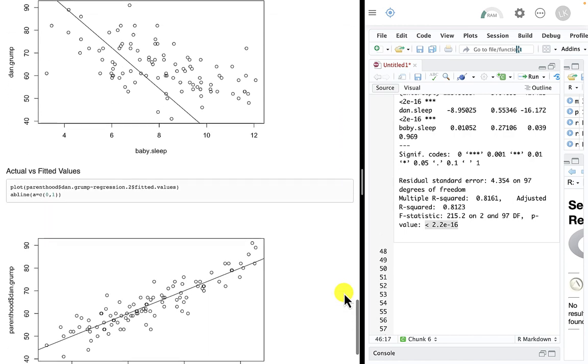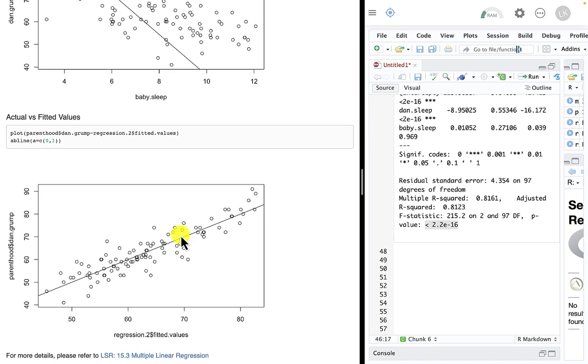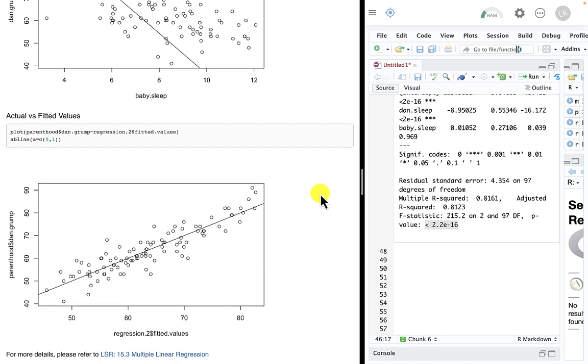But we can collapse a lot of that down by looking at the actual versus fitted values. We put actual values over here on the vertical axis, so this is Dan's actual grumpiness, and the fitted values here. This line going through here has an intercept of 0 and a slope of 1. And these dots should be spread, I like to say, like butter on toast, all around this line. This model is a textbook model, so it looks pretty much perfect.